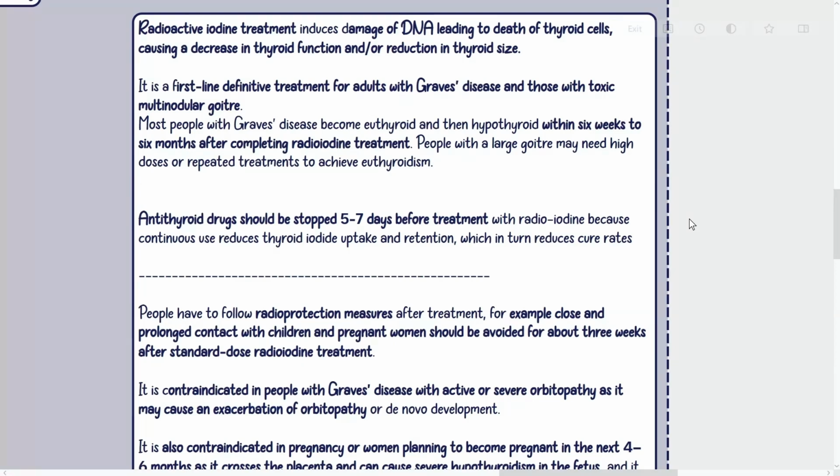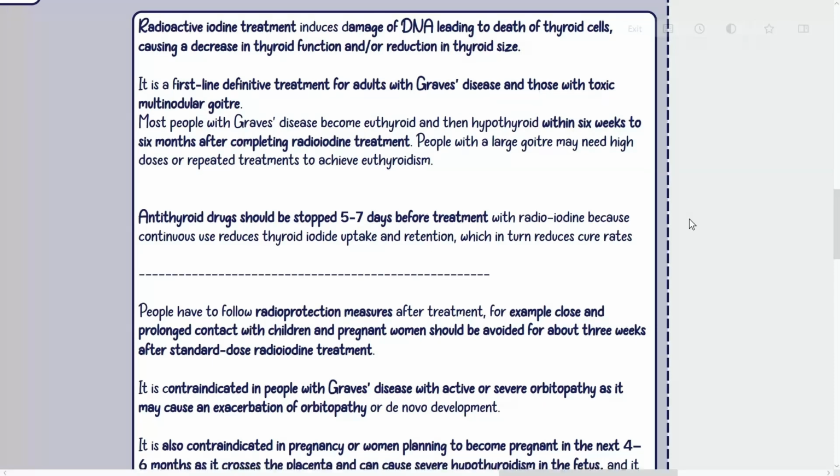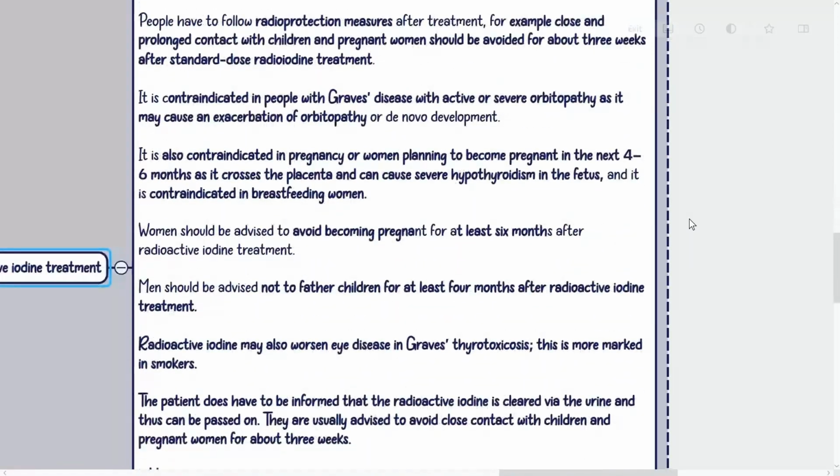Most people with Graves' disease become euthyroid and then hypothyroid within 6 weeks to 6 months after completing radioiodine treatment. People with a large goiter may need high doses or repeated treatments to achieve euthyroidism. Antithyroid drugs should be stopped 5-7 days before treatment with radioiodine because continuous use reduces thyroid iodide uptake and retention, which in turn reduces cure rates.